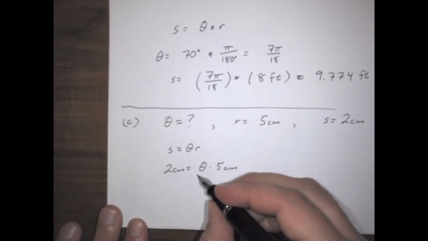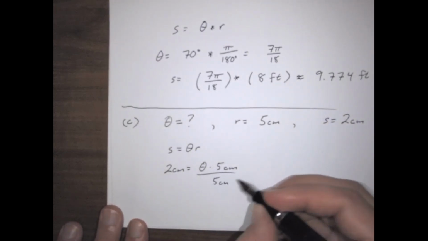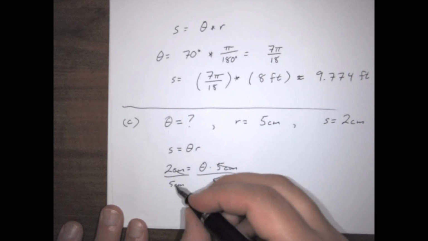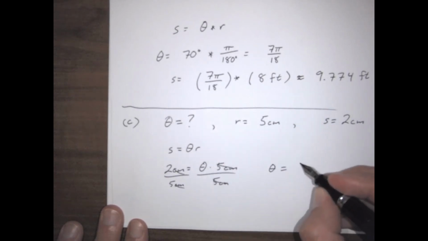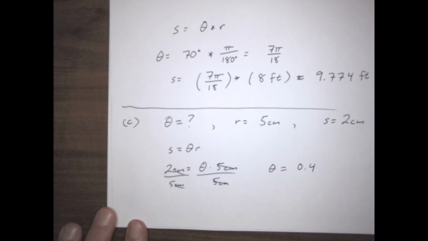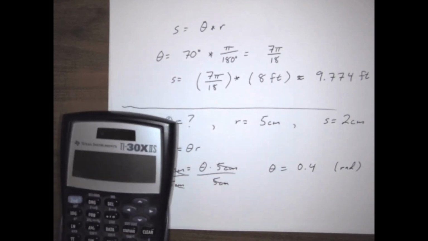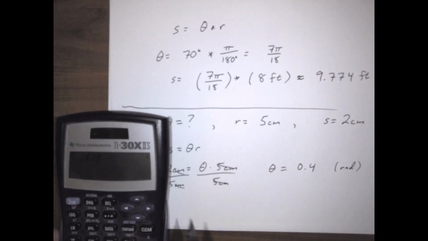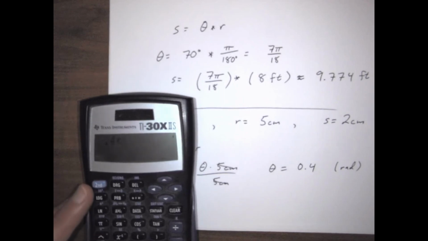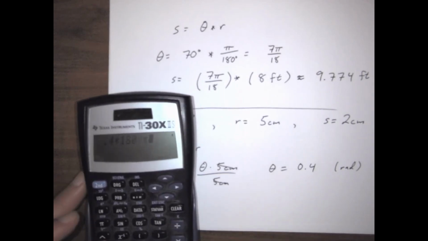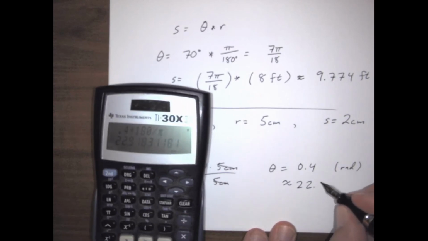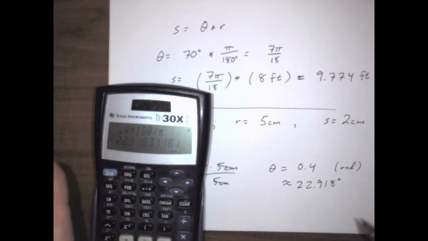I can just divide both sides by 5 centimeters. And I get, centimeters will cancel, I get theta equals 2/5, or in other words, 0.4 radians. Or if I wanted it in degrees, then I would do 0.4 times 180 over pi. It's equal to 22.918 degrees, if that's what I wanted.